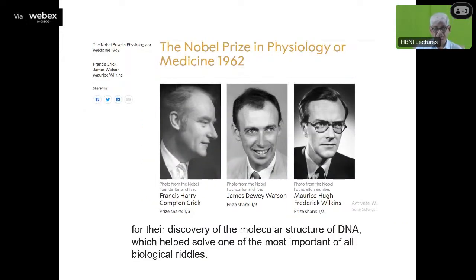Here the major revolution happened in the 1950s, when they elucidated the structure of the DNA. These three gentlemen, Francis Crick, James Watson, and Maurice Wilkins, got the Nobel Prize for elucidating the molecular structure of DNA, which helped solve one of the most important of all biological riddles. That is, how is the replication happening? How is the information transferred from one generation to another generation?